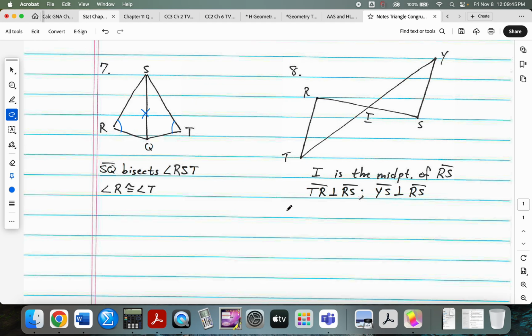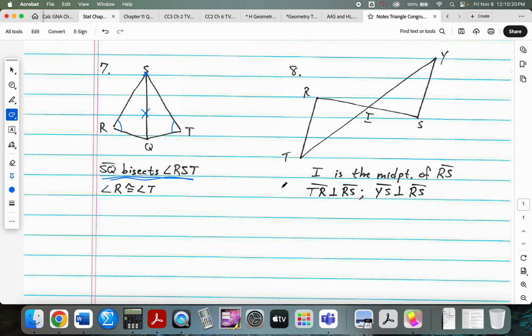All right, so the second part says SQ bisects angle RST. Blake, if we're bisecting angle RST, which has its vertex up here, what do we know? Isn't Q going to be in the middle? Yeah, it's going to be in the middle. We need a little bit more than that, though.